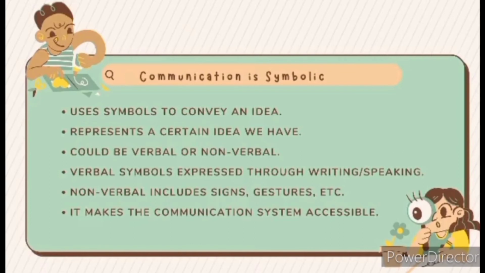Verbal symbols are the messages that are expressed through writing or speaking. An example of this is chatting with your friends or spilling tea. On the other hand, non-verbal symbols are bodily actions. Examples are sign language, facial expressions, and gestures.